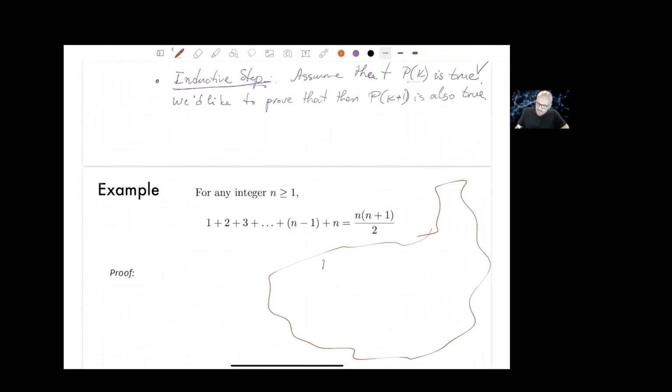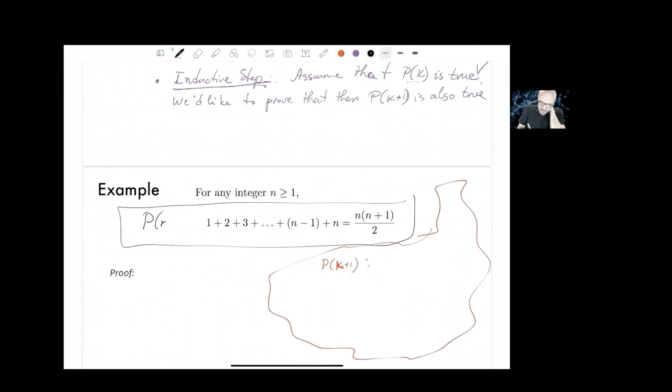So what is P(k+1)? Let's write down P(k+1). What does it mean to say P(k+1)? It's the next value after P(k). Yes, but how do I write this down explicitly? What exactly is it that I'm proving? What is P(k+1)? Take this one.